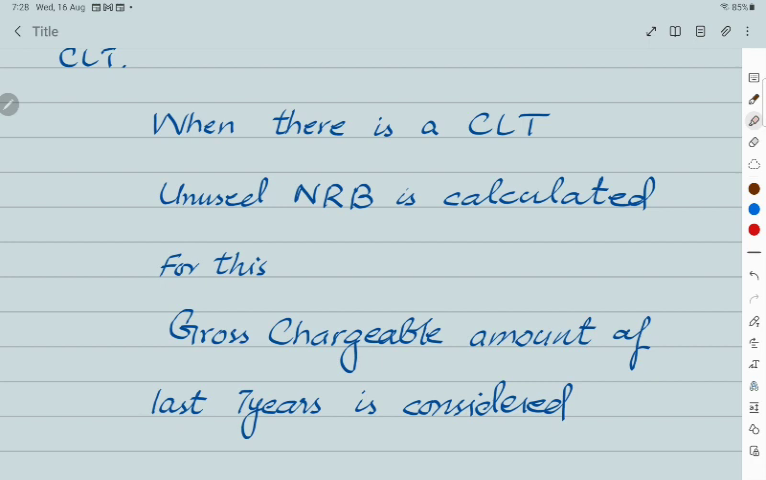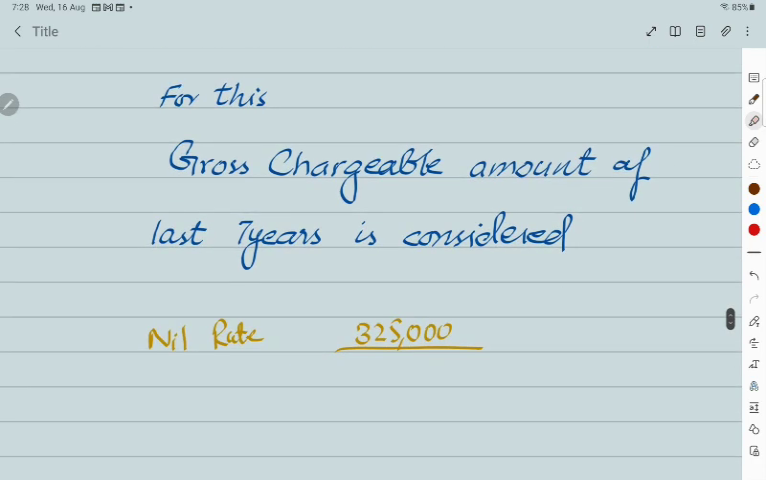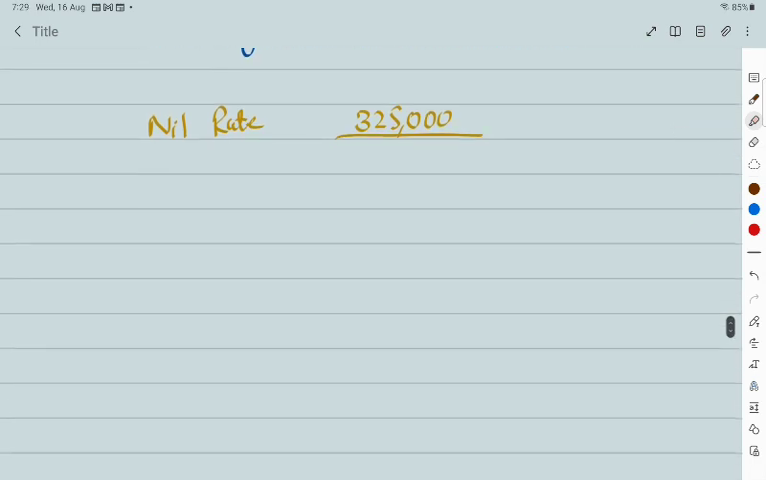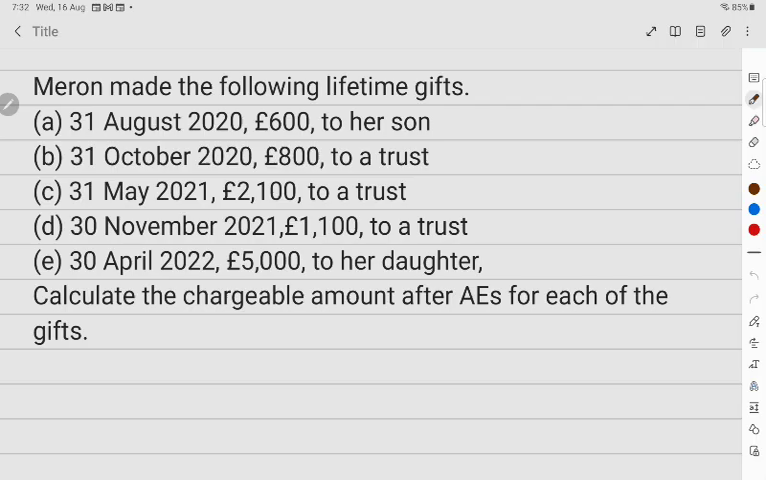Gross chargeable amount of last 7 years is to be considered. Nil rate band for the current year is 3,25,000. Now a practical example from the study text of Kaplan. Maron made the following lifetime gift. On 31st August 2020, 600 to her son, and then 31st October 2020, 800 to a trust.